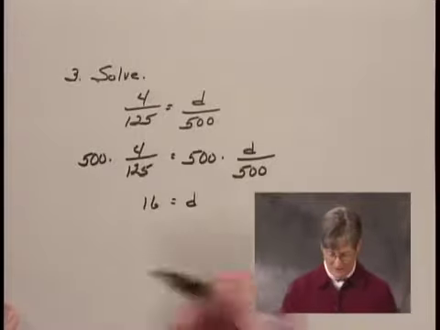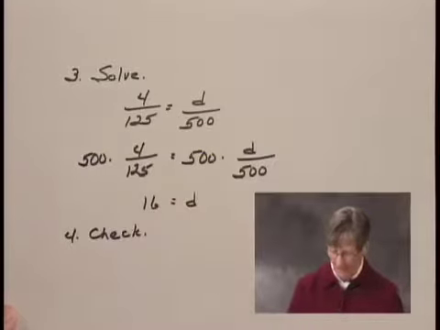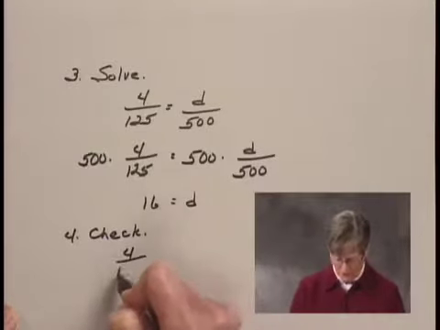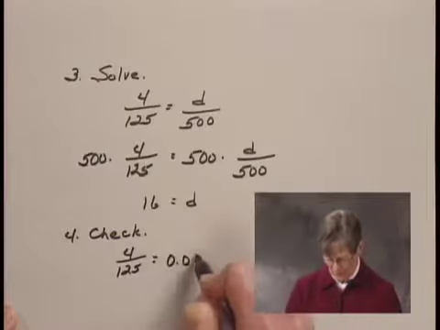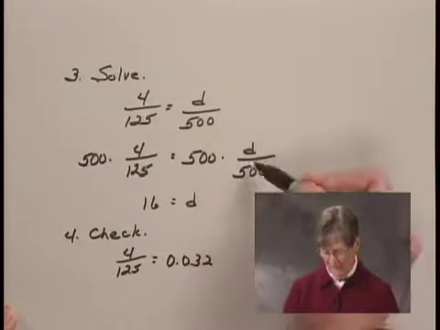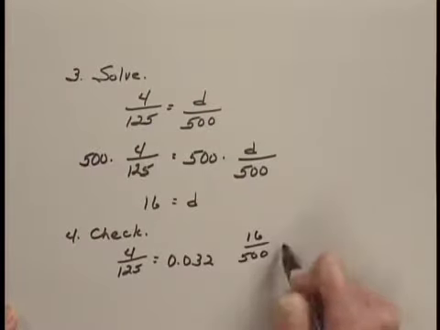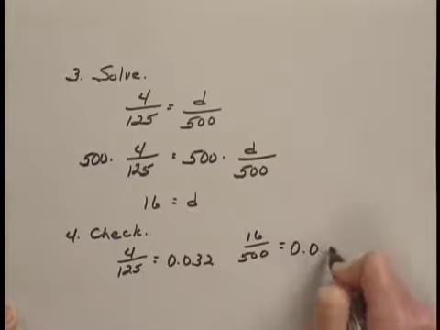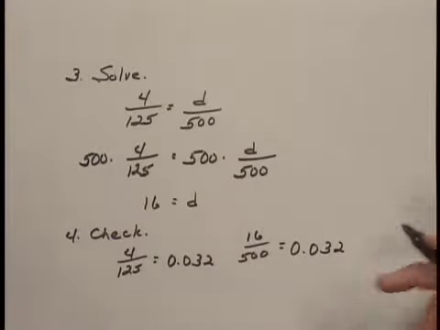Now we need to check this in the problem to see if it's a good answer for the original problem. And one way that we can do this is just to check the ratios. We had a ratio of 4 over 125, and in decimal notation that's equal to 0.032. And let's see if D over 500, or 16 over 500, is equivalent to that. And it's true that 16 over 500 is also equal to 0.032. So since these ratios are the same, we know that the result is correct, and we can state the answer now.